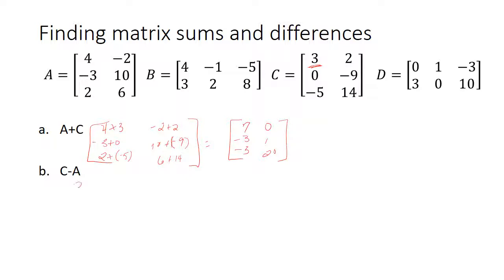So I'm going to say 3 minus 4, and then I'll have 2 minus negative 2, 0 minus negative 3, negative 9 minus 10, negative 5 minus 2, 14 minus 6.